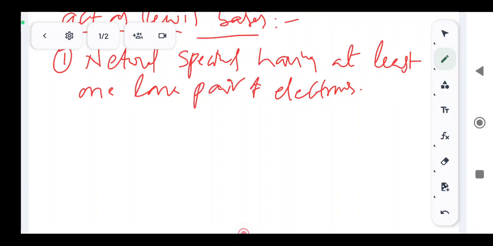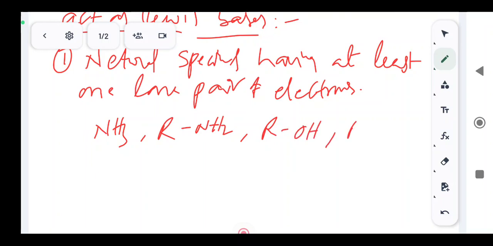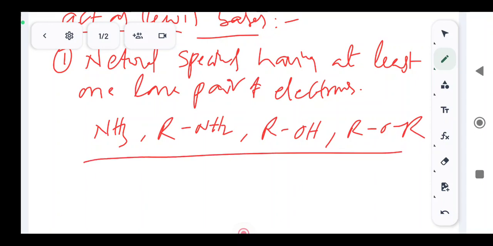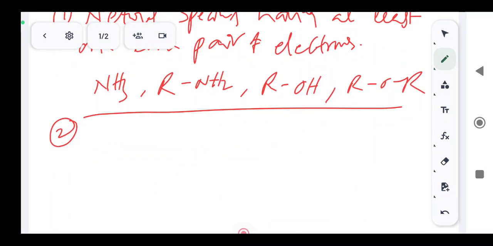For example, ammonia, alcohol, etc. are Lewis bases. Ammonia means NH3, RNH2, ROH alcohol, ROR. So in all these, at least one lone pair of electrons is there, so that only it is a base, to donate a lone pair of electrons. These are all examples of that.